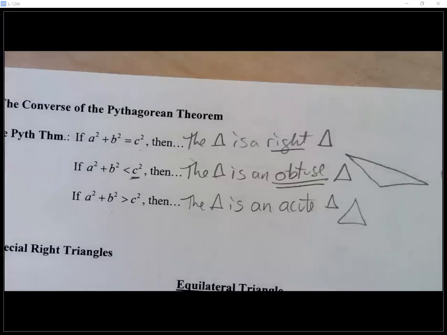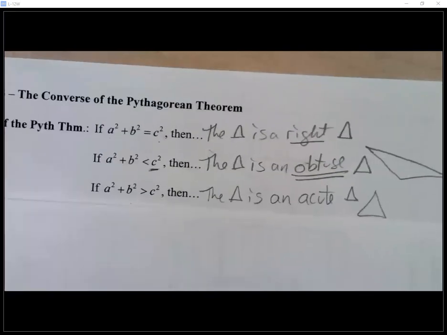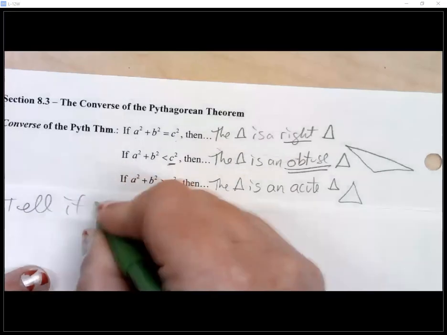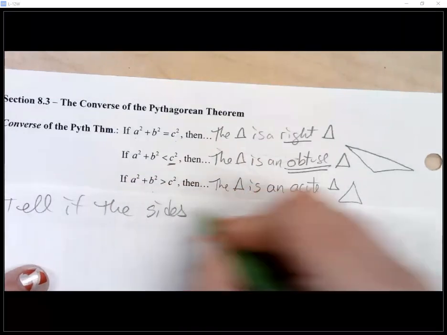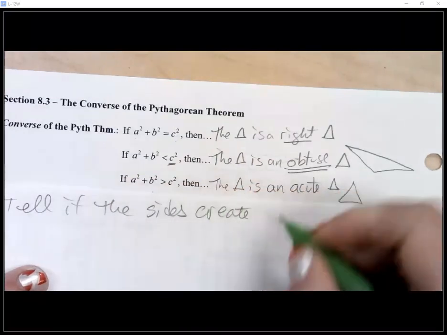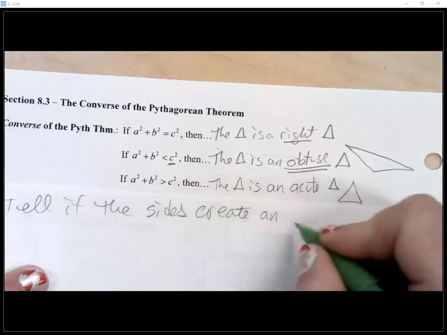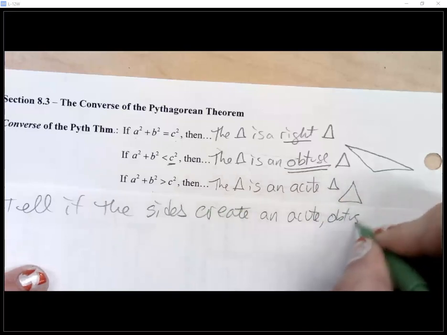I'm going to try and trick you. I wonder if I'll catch any of you in my devil's snare trap. You never know when the trick is going to come. Let me zoom out a bit. So tell if the sides create an acute, obtuse, or right triangle.